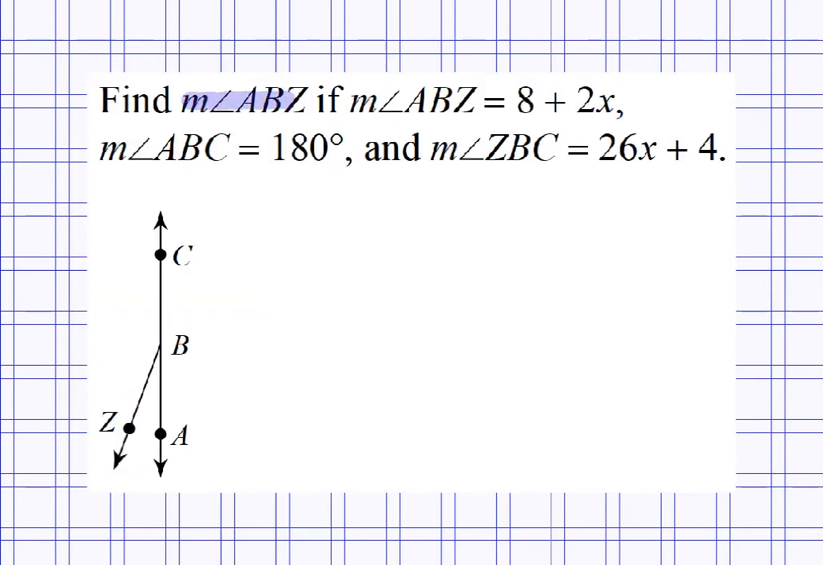Find the measure of angle ABZ. If the measure of angle ABZ is 8 plus 2x, the measure of angle ABC is 180 degrees, and the measure of angle ZBC is 26x plus 4.